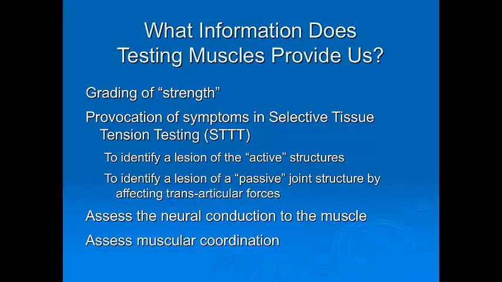We can test muscles to identify a lesion within the active structures, or occasionally identify a lesion of a passive joint structure by means of transarticular forces being transmitted through that passive structure by the muscle testing. Muscle testing can also give us information on neural conduction and muscular coordination. Our emphasis in the scanning examination is the information from the selective tissue tension testing and neural conduction.